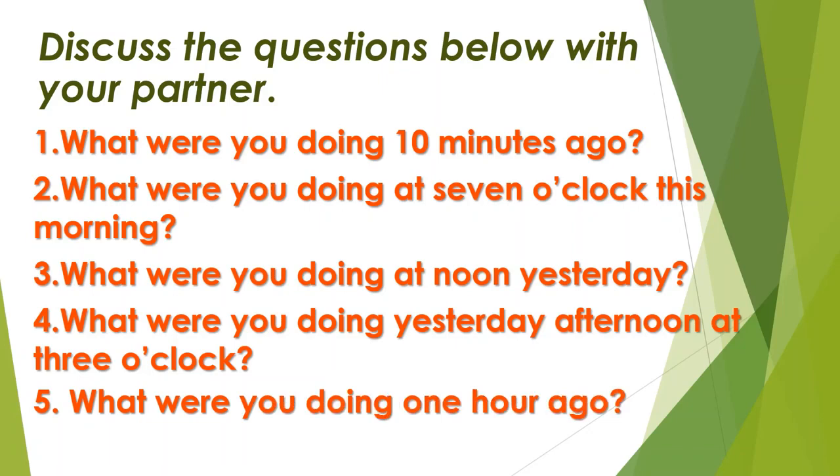So we have here an activity for you. Look for a partner. Let's read first. Number 1. What were you doing 10 minutes ago? Number 2. What were you doing at 7 o'clock this morning? Number 3. What were you doing at noon yesterday? Number 4. What were you doing yesterday afternoon at 3 o'clock?